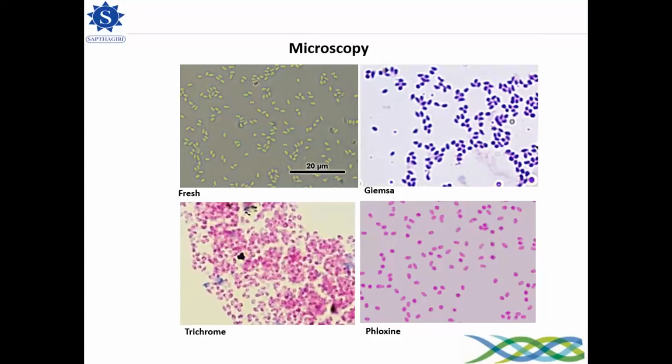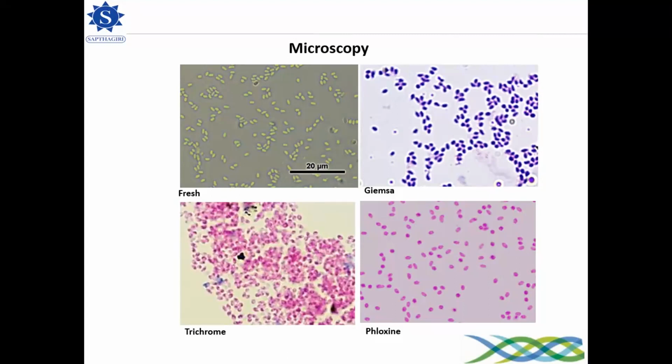So among all these staining methods, direct microscopic observation as well as phloxine B stain is a very reliable and easy method. So at farm level also, those who have the facility of a microscope can easily stain with phloxine and observe the EHP spores.